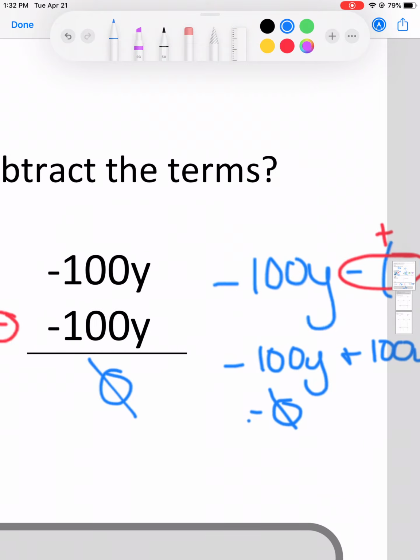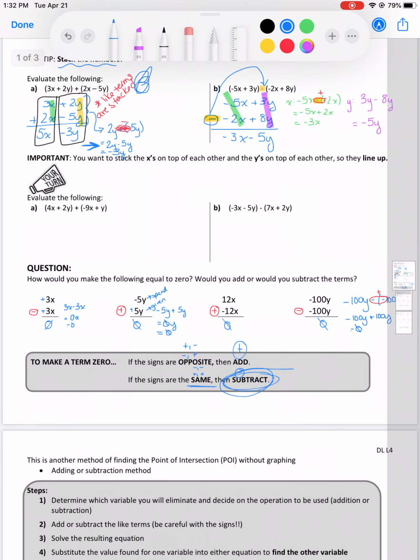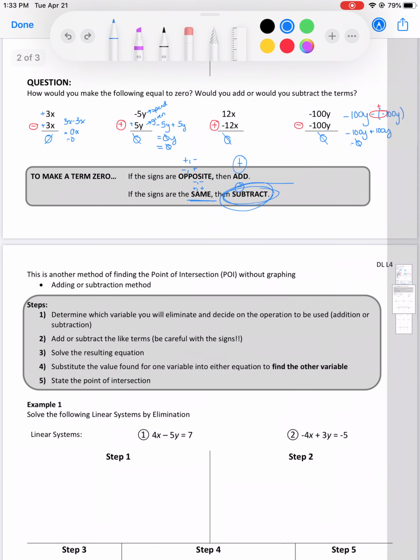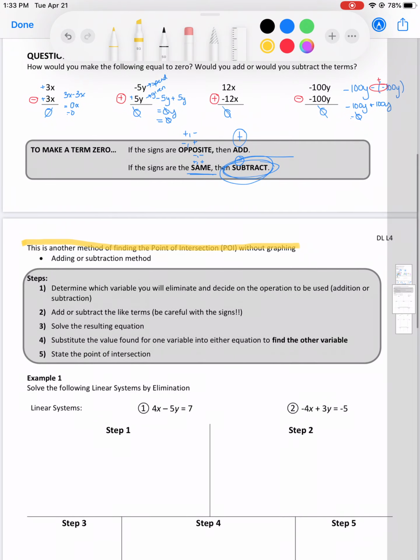Okay? So, just a bit of review for you. Now, this is going to make sense in a minute. So, this is another way to solve our equations, to find the point of intersection without graphing, okay? So if graphing's not an option, we can do this algebraically. We can do this by elimination. So the adding or subtracting method. So first thing we do, it says determine which variable you will eliminate and decide on the operation to be used. So we just did that.